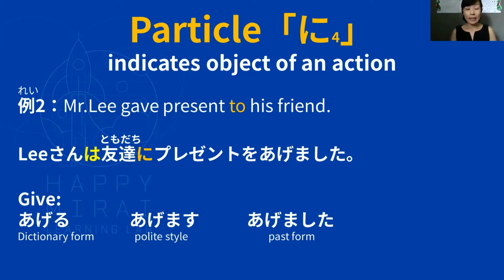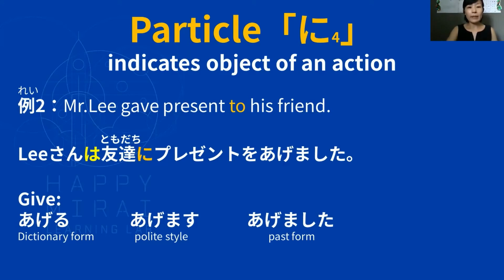Alright, okay, 例2. Mr. Lee gave present to his friend. リーさんは友達にプレゼントをあげました。いいですか? So over here, gave, あげる dictionary form. あげます, polite style. あげました, past form. いいですか? リーさんは友達にプレゼントをあげました。Yeah, it indicates the object of an action.